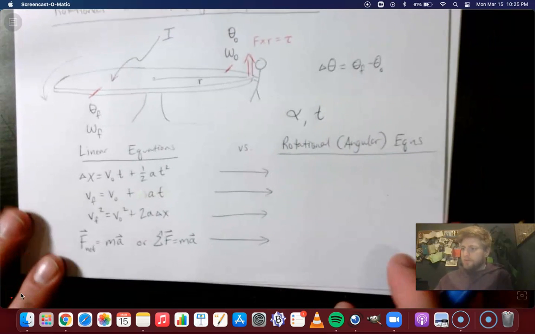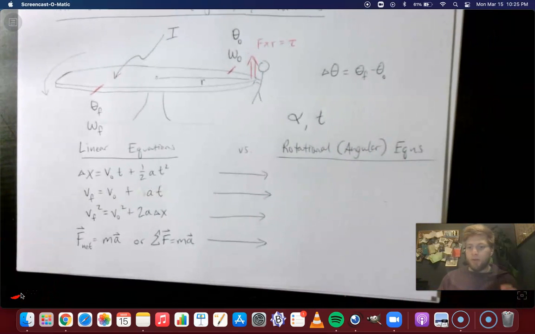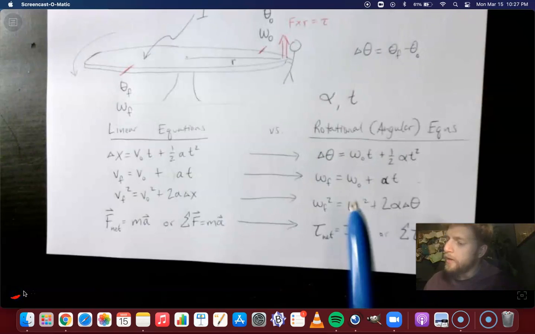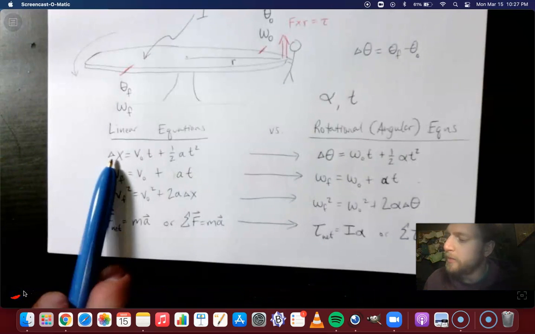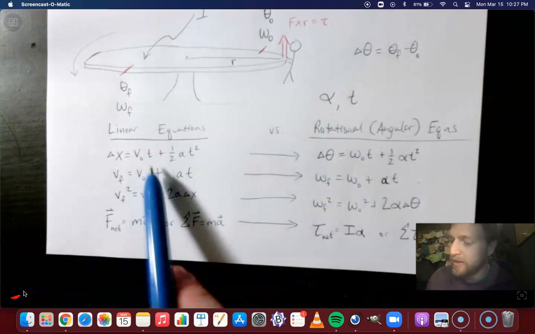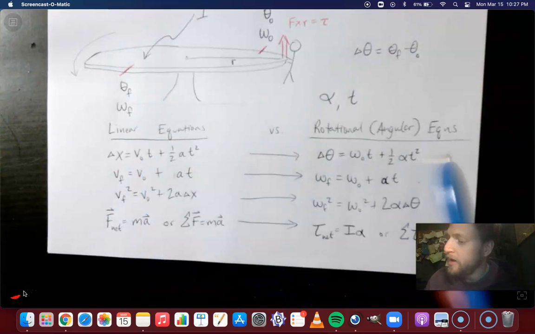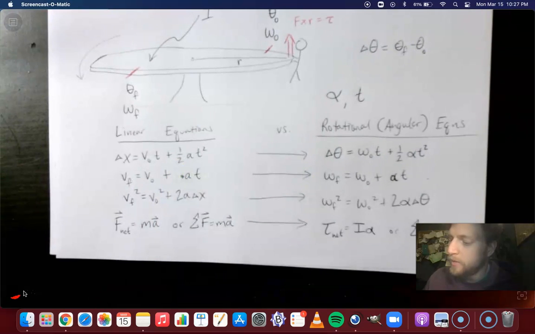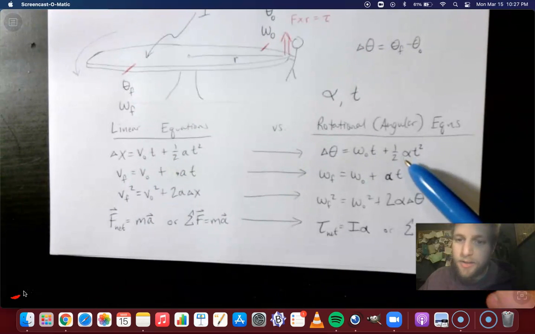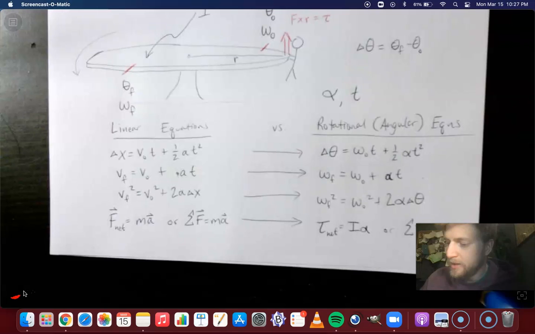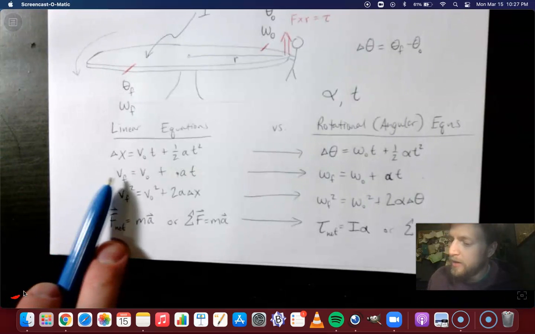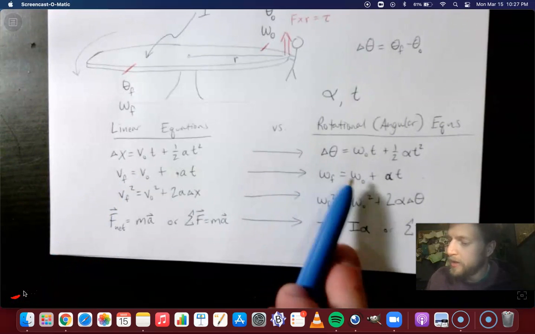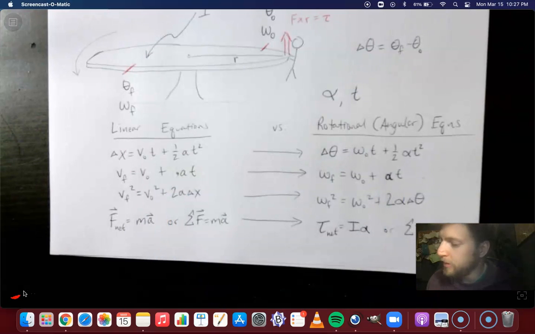Now do it in pencil, just in case you make any mistakes, but I'm going to do that now. So there you've got it. Instead of linear displacement, we've got angular displacement. Instead of initial velocity times time, we have initial angular velocity times time. Instead of 1/2 at squared, we have 1/2 angular acceleration times t squared. Same here. The angular velocities are replaced and the angular acceleration is replaced.